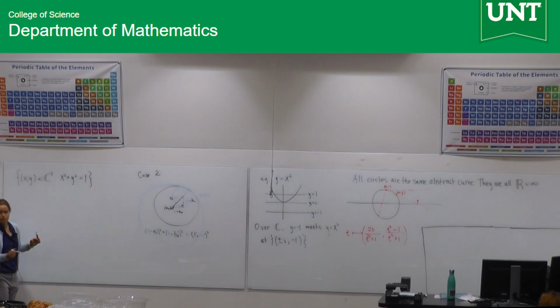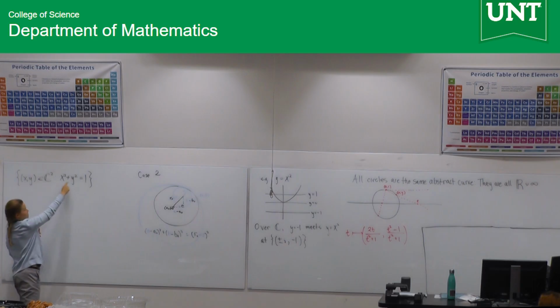Was that a question? What's C^2? Yeah, I just mean x and y are both complex numbers. So I'm looking at pairs of complex numbers that satisfy this equation.